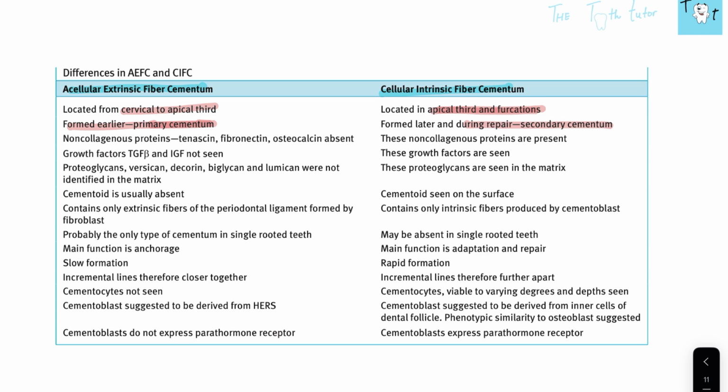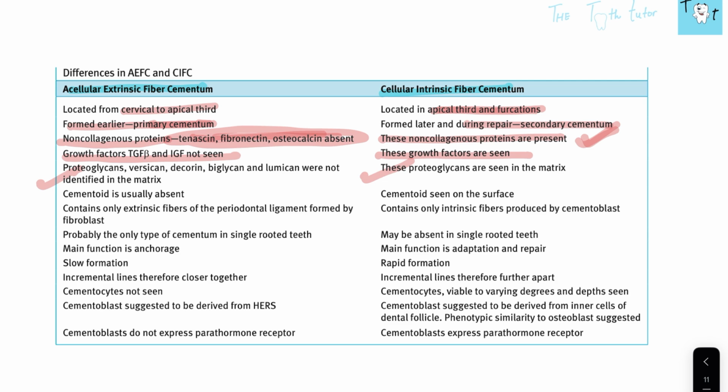so it is formed later on. There is a difference in the composition. Non-collagenous proteins are absent in acellular extrinsic fiber cementum, but these non-collagenous proteins are present in cellular intrinsic fiber cementum. These growth factors are absent in extrinsic fiber, but they are present in the intrinsic fibers. Again, with the proteoglycans, there is some compositional difference.